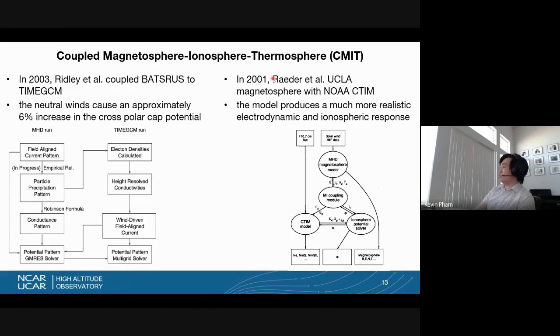In 2001, Rader et al. coupled the UCLA magnetosphere model with CTIM, and the way they coupled it is they coupled both the neutral wind-driven field line current as well as the conductance. Through this slightly more complex coupling scheme, what they found was that the model produces a more realistic electrodynamic and ionospheric response. So their conclusion was that it was a pretty significant improvement.